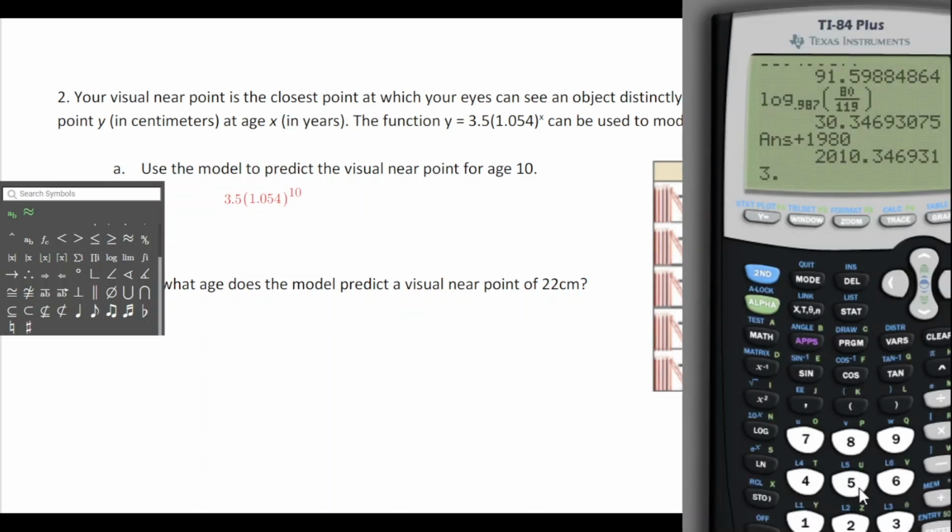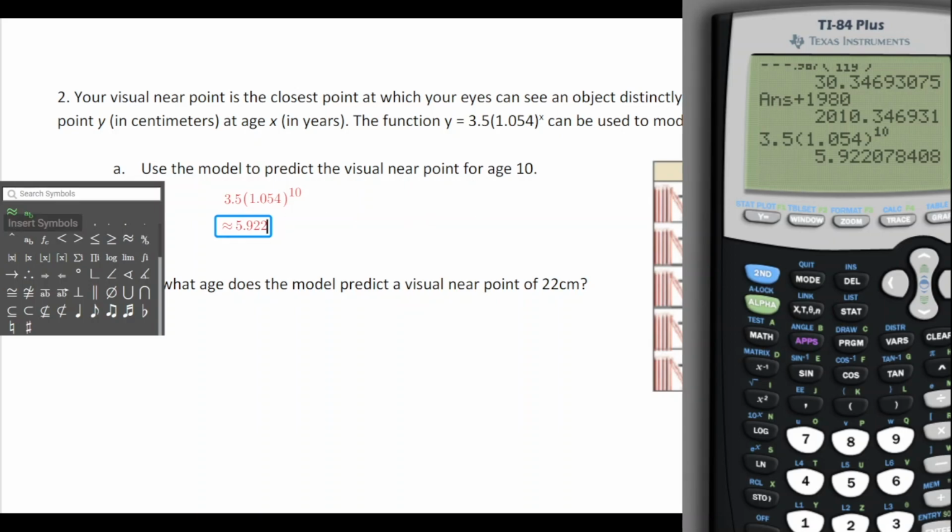So 3.5 times 1.054 to the power of 10. And all right, so we get approximately 5.922. Okay, so that would be it. That would be the visual near point. Okay, so at age 10, it's even smaller than all this.